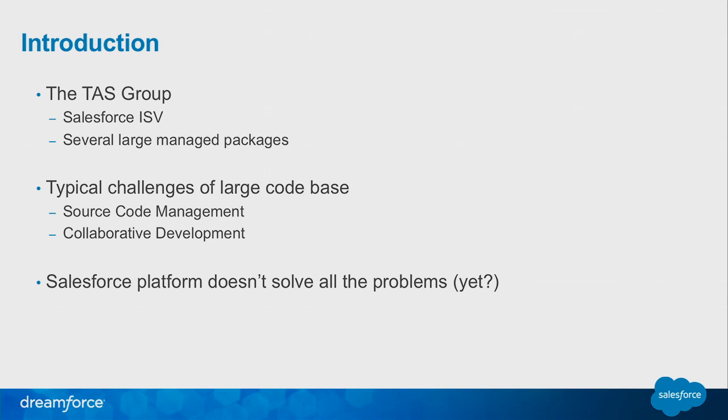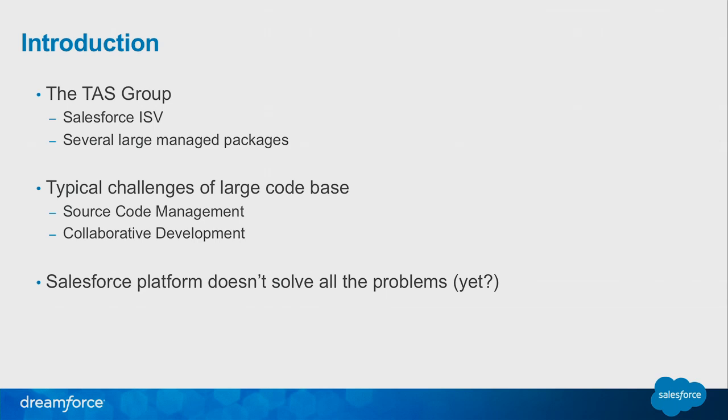So just a brief introduction to the TAS group. The TAS group helps sales companies to be more effective and efficient by using software to implement the TAS methodology. Basically, what that means is we try to help companies increase their win rates and their deal size and decrease their sales cycle length.